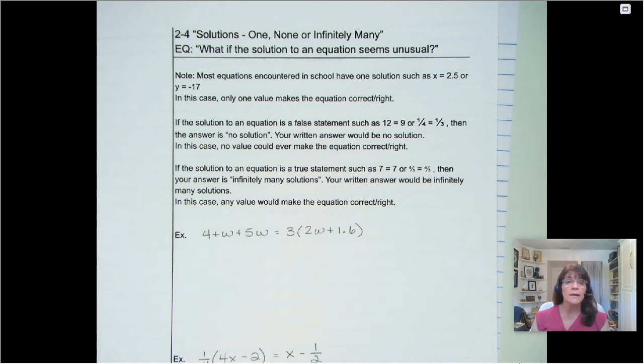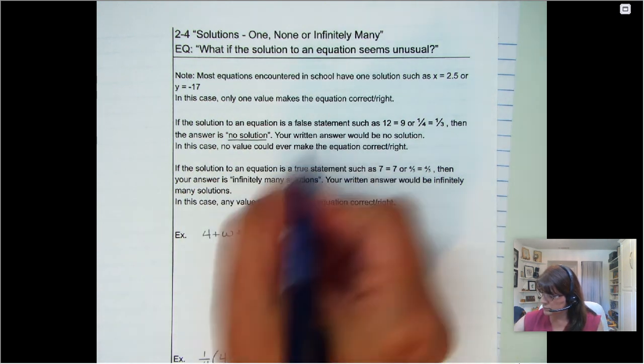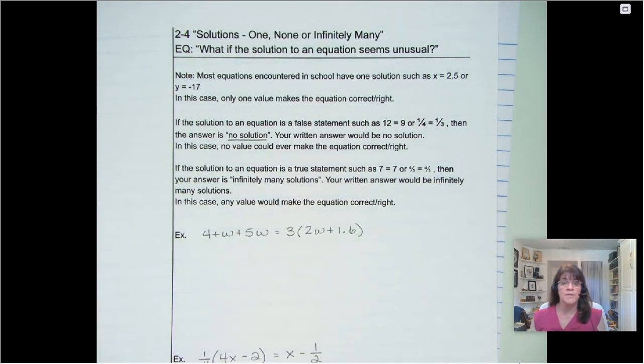Personally, outside of this particular lesson, when I come across that, I do go through and double check my work to make sure that that's the case. But there is a mathematical answer. So you would write no solution. That would be what you wrote down as your answer, or selected if it was choices.